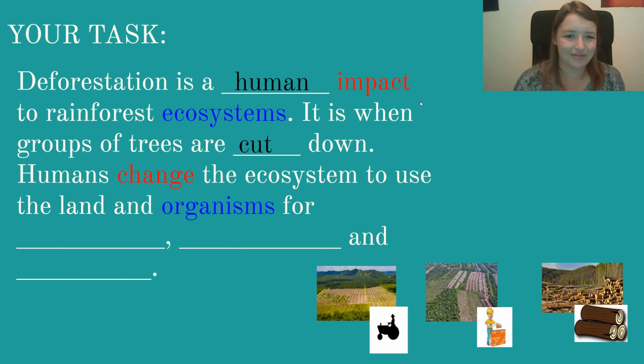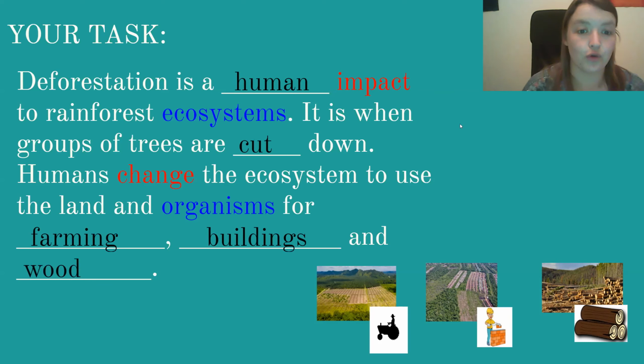Great, well done for remembering that one. Humans change the ecosystem to use the land and organisms for farming. There was that picture underneath: buildings, and of course wood or fuel. Check that you have got all of these keywords in your books, and then we'll move on.